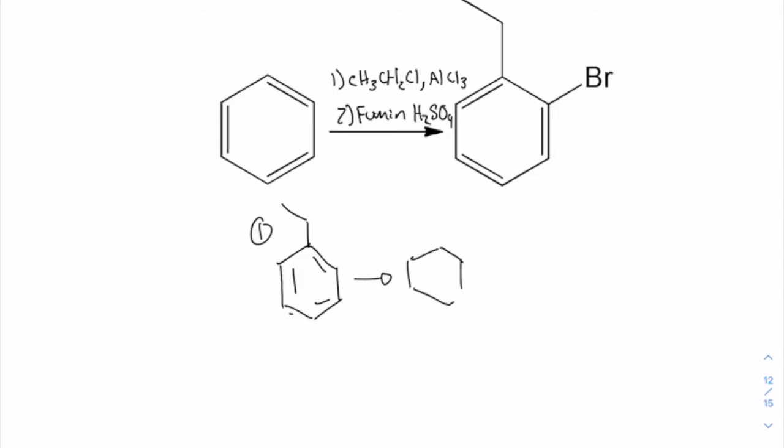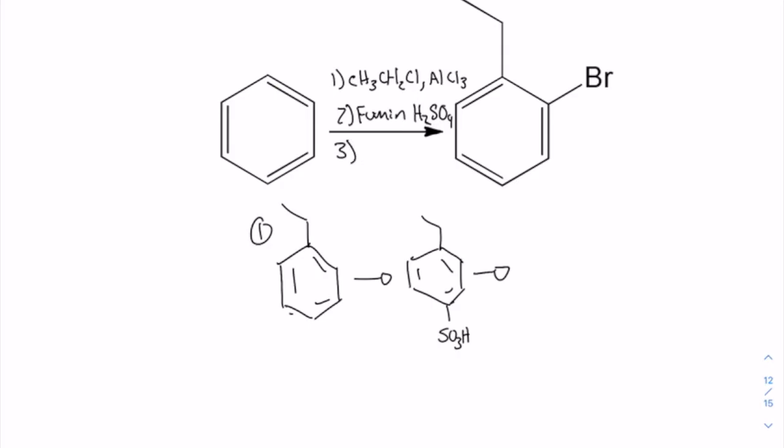benzene with the ethyl group. And it's going to install SO3H in the para position, right? This is para to the ethyl, right? So now the bromine has to install in the ortho position, right? We're forcing it into the ortho position.